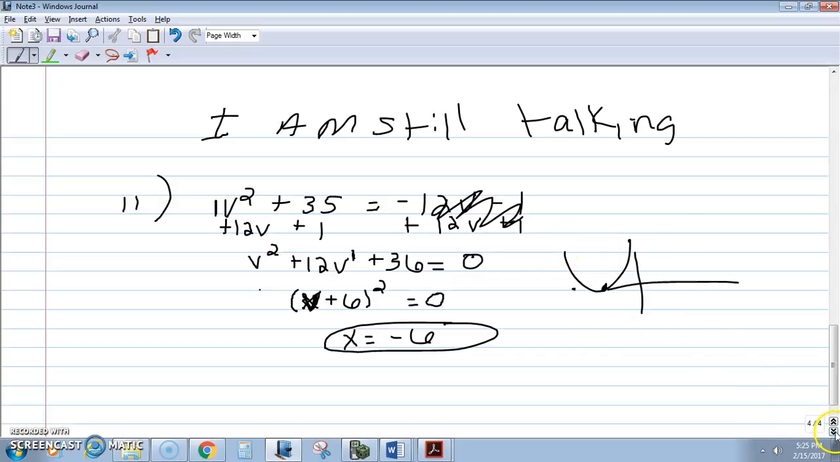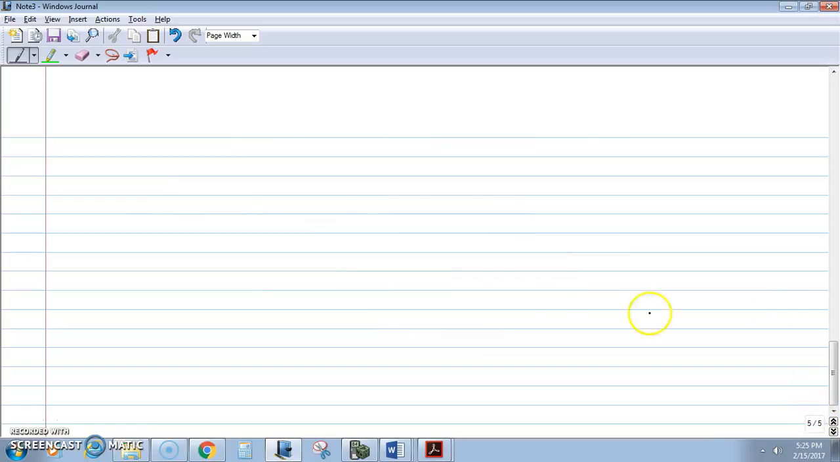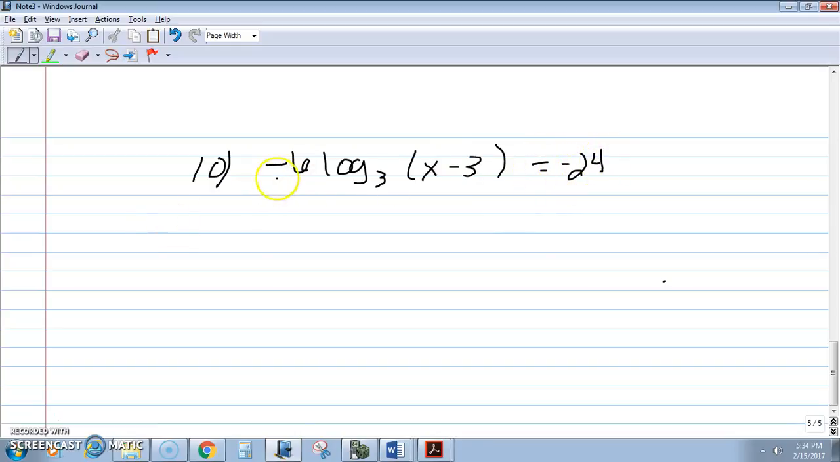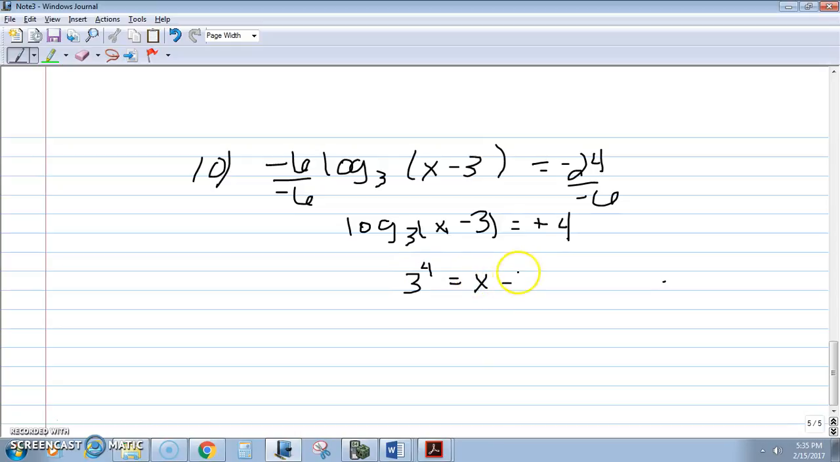Okay. Let's do one more like number 7. Let's do number 10. And then the rest, I hope you will be able to figure out. Number 10 is -6 times log base 3 of x minus 3 equals -24. So the low-hanging fruit, divide both sides by -6. Then we just have log base 3 of x minus 3 equals 4.